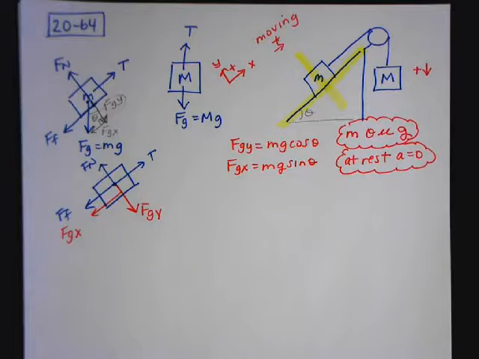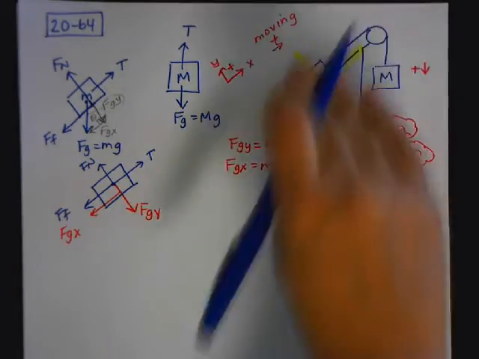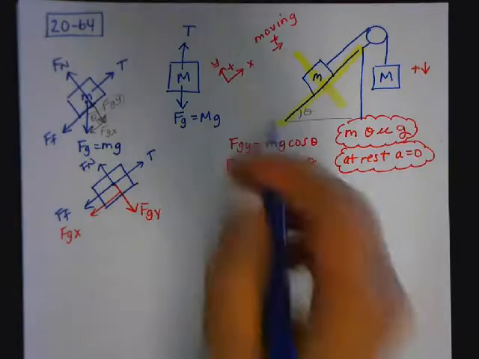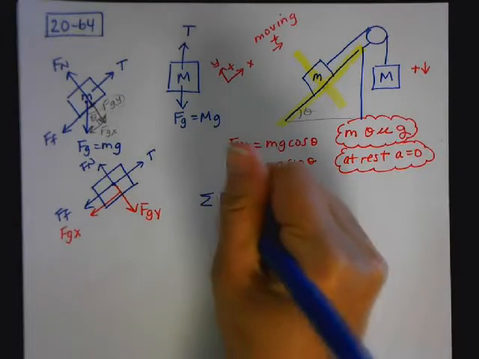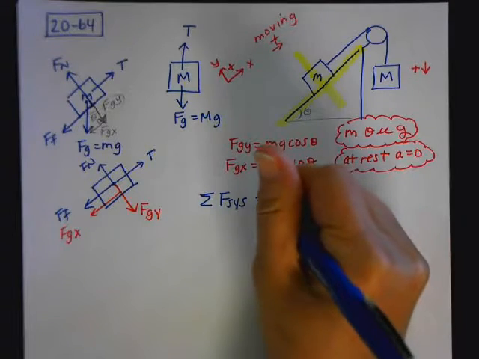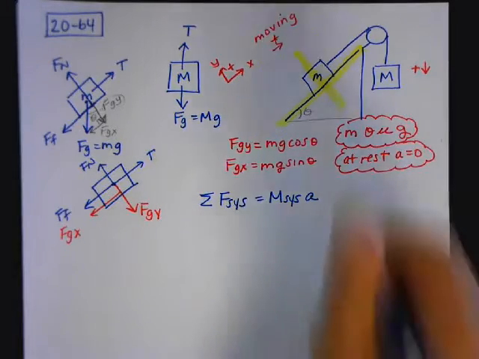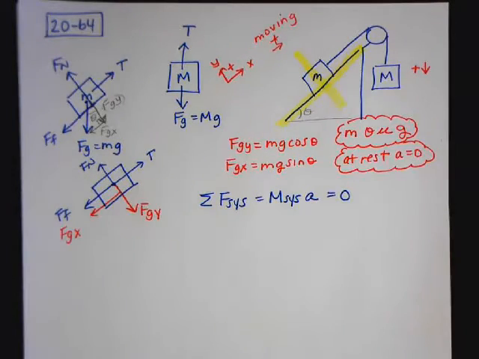Okay, what we're going to do today is we're going to do this as a system. We're going to apply Newton's second law to the whole thing. So we know that Newton's second law, summation of F of the system, is equal to the mass of the system times the acceleration. But we know that this is equal to 0 because it's at rest.